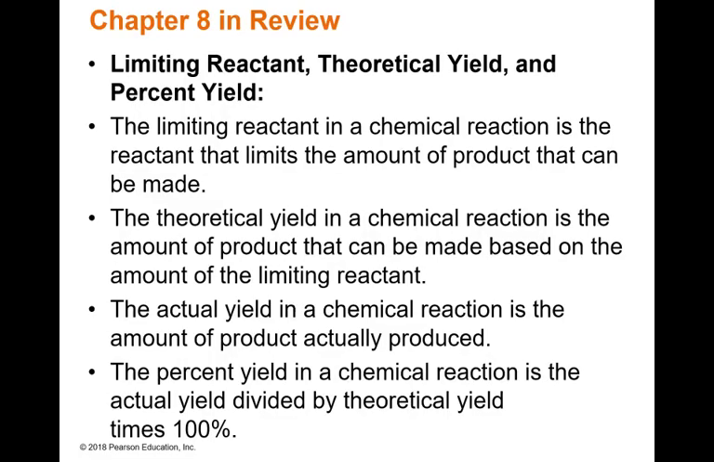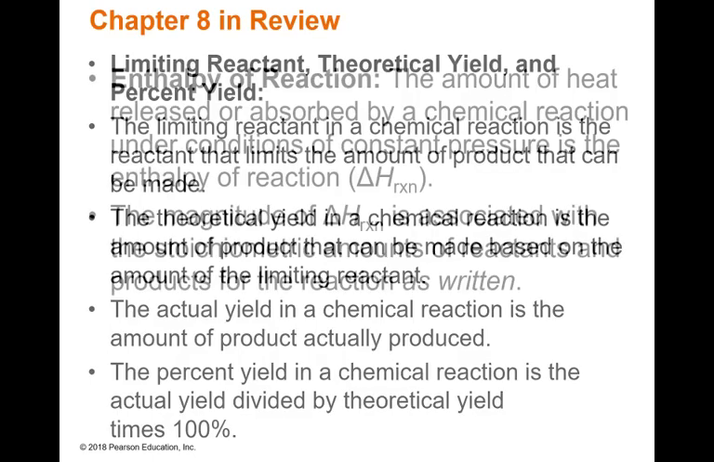Next, let's review the concepts of limiting reactant, theoretical yield, and percent yield. The limiting reactant is the substance that gets used up first. It determines the maximum amount of product that can form. The theoretical yield is how much product you could make based on the limiting reactant. The actual yield is what you actually get in the lab. And the percent yield helps us evaluate efficiency by comparing actual to theoretical yield. These concepts are not just academic, they apply directly in pharmaceutical manufacturing, food chemistry, and even diagnostics.